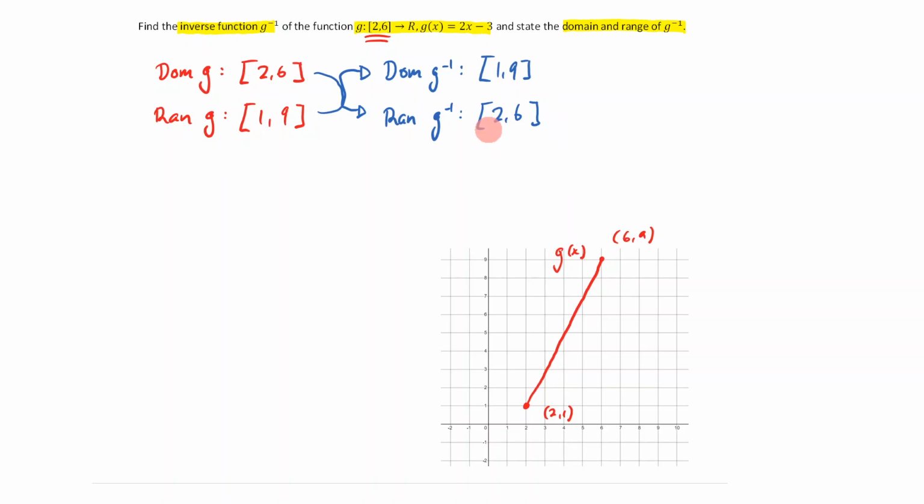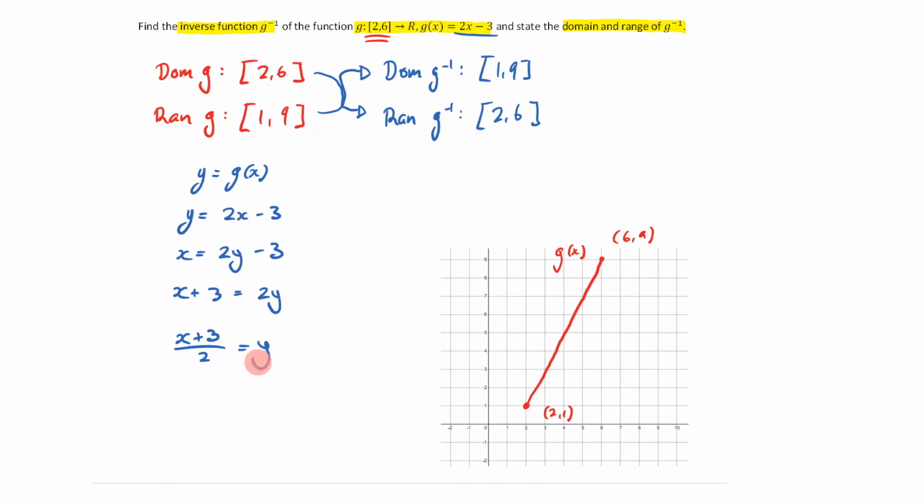Before we do that, we actually need to find the equation of the inverse itself. So let's do that now. Remember, your first step is always to go let y be equal to g of x. So let y be equal to the function. Then you can say, well, y is equal to just 2x minus 3. Then you swap your x's and y's. Then you rearrange to make y the subject. So therefore, I'm going to get x plus 3 on 2 is equal to y.